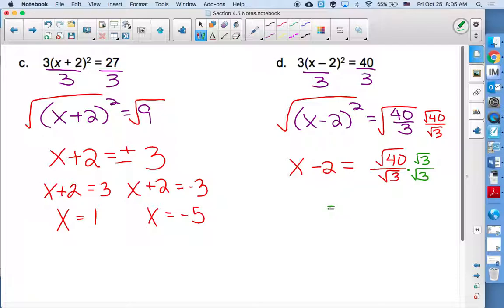Michael, the square root of 40 times 3 is? Square root of 120. And then the square root of 3 times the square root of 3 is going to be the square root of 9, which is just 3. I'm going to put a plus or minus in front because we took the square root to solve. Is there any other simplifying that we can do to this fraction? Peter?